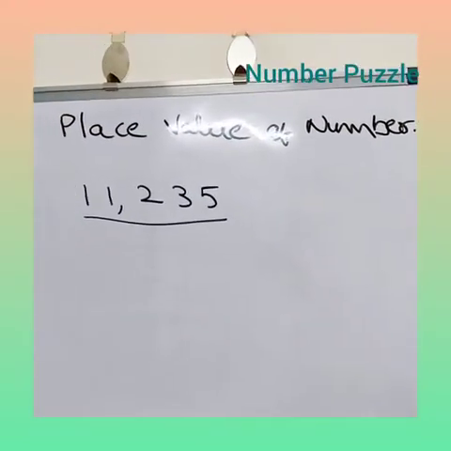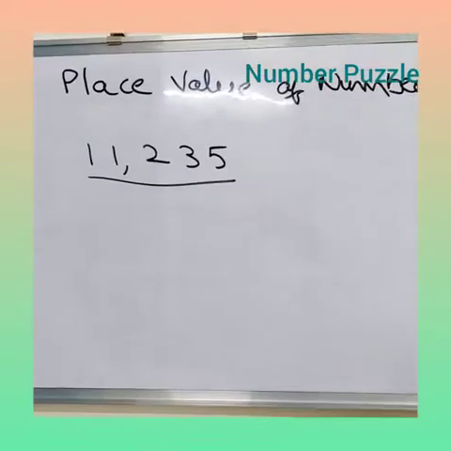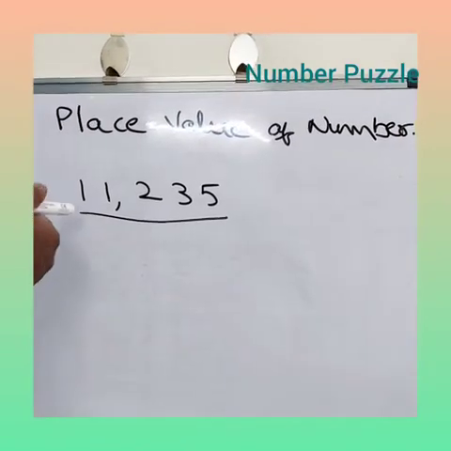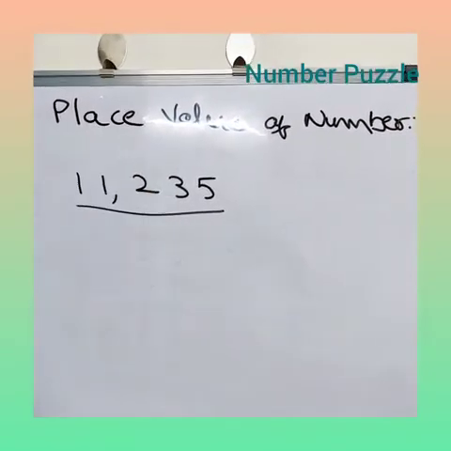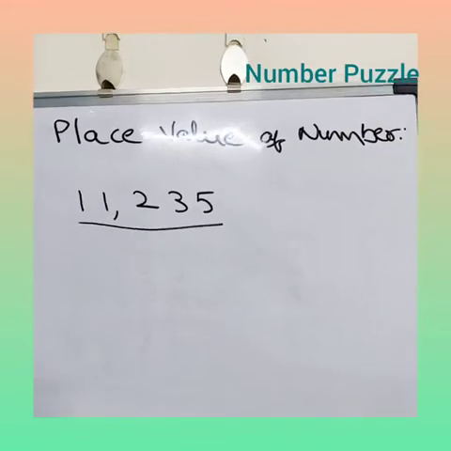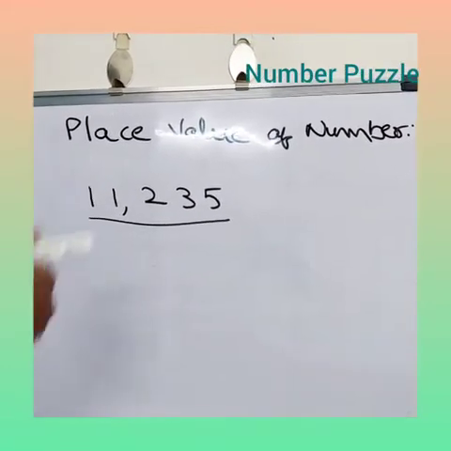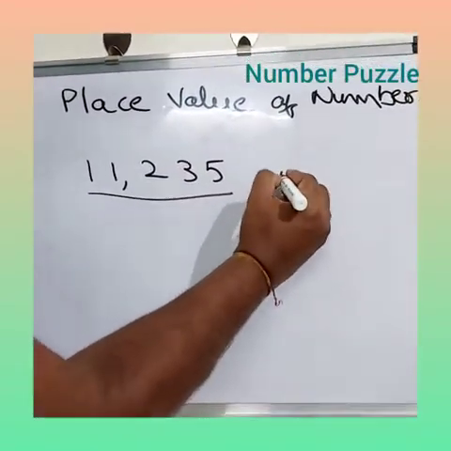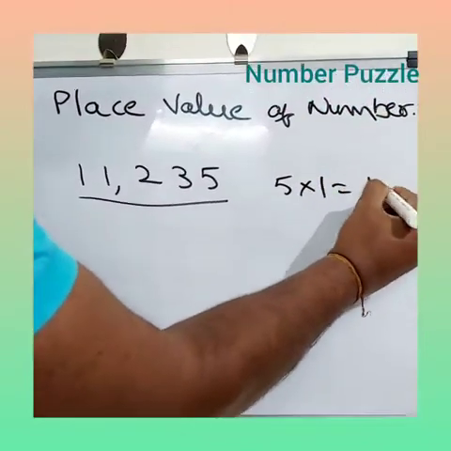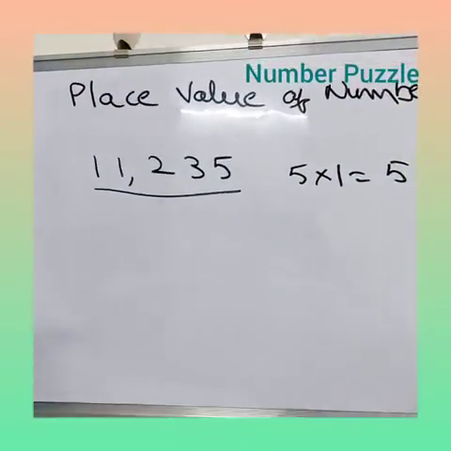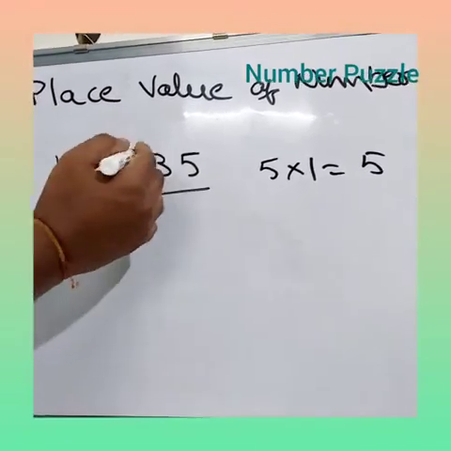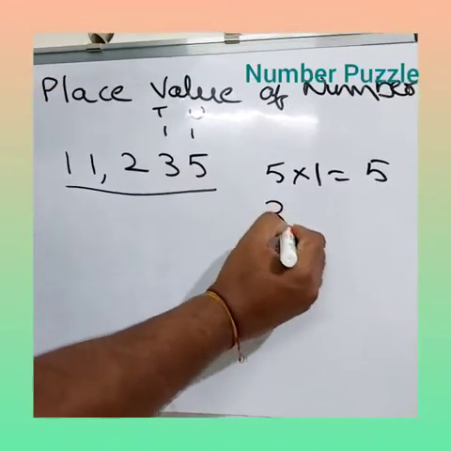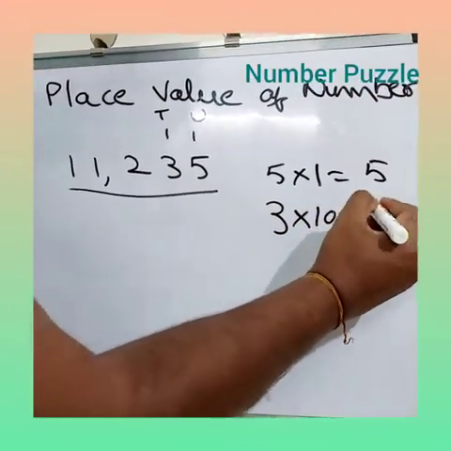Now we'll discuss one more important topic, that is the place value of any number. This is most important. Here I have taken the example of the number 11,235. If I want to find the place value of 5, because it is at the units position, the place value of 5 is 5 into 1, that is 5. Similarly, what is the place value of 3? It is at the tens position. This is units, this is tens position, so it should be 3 into 10, that is 30.